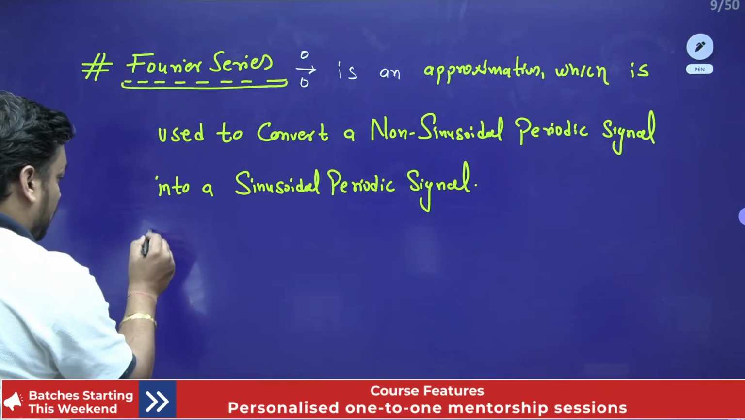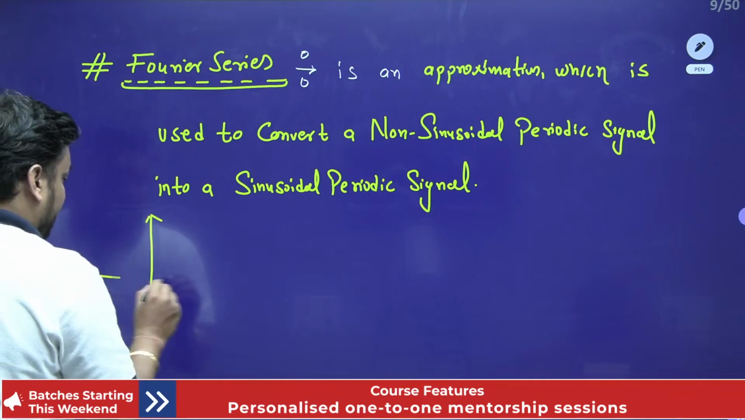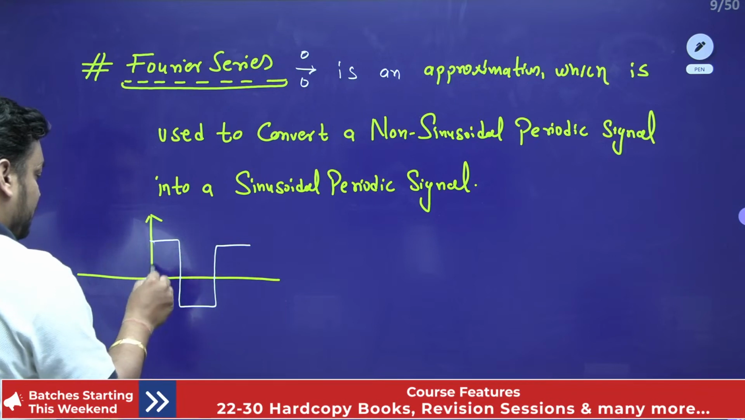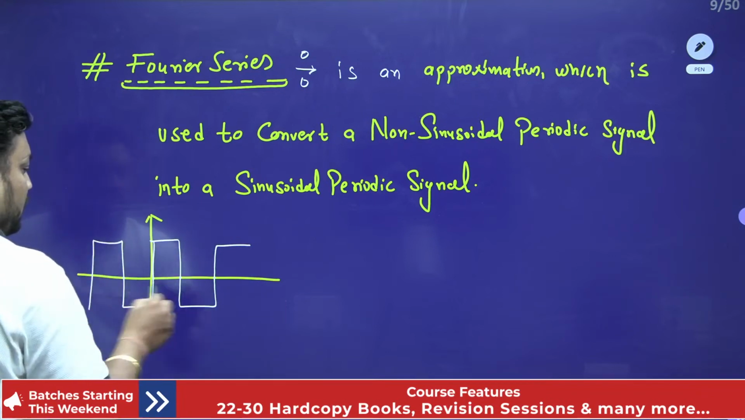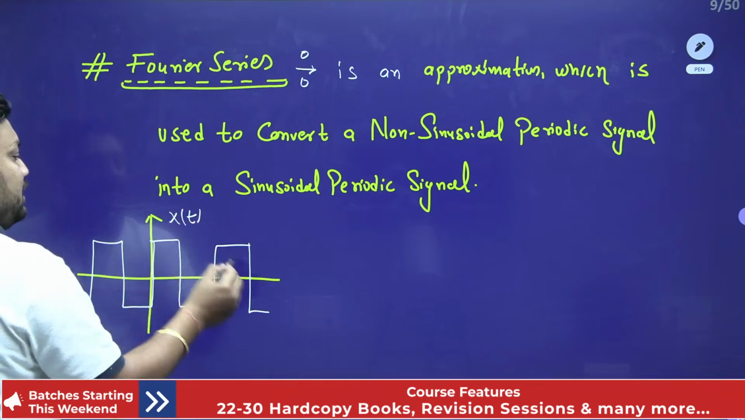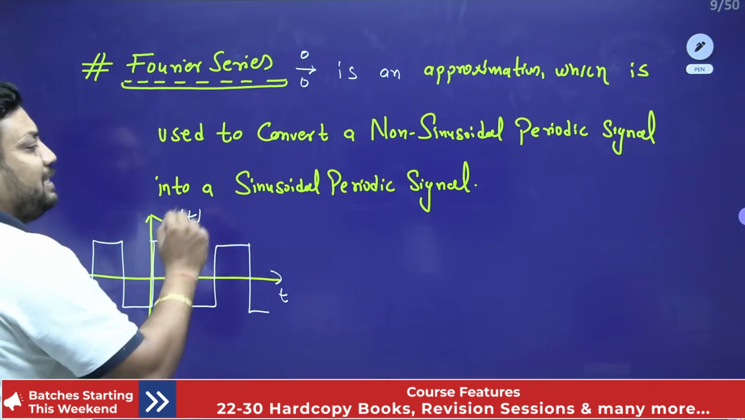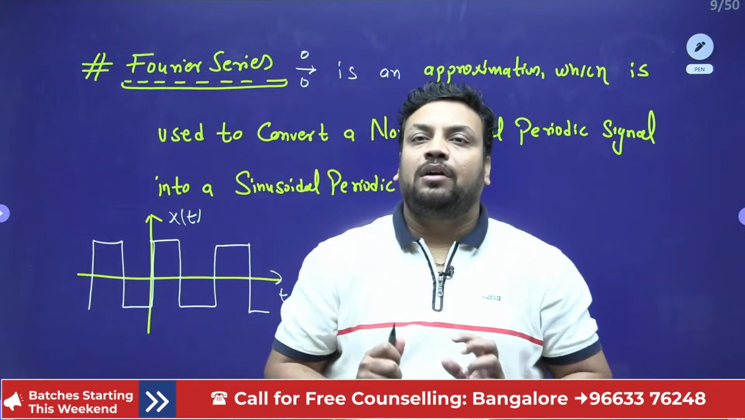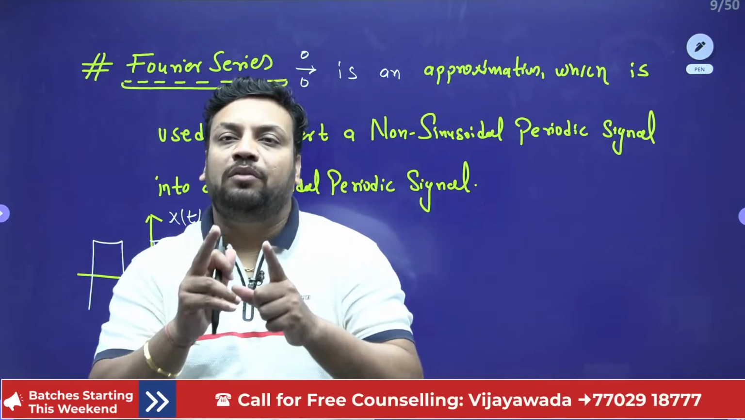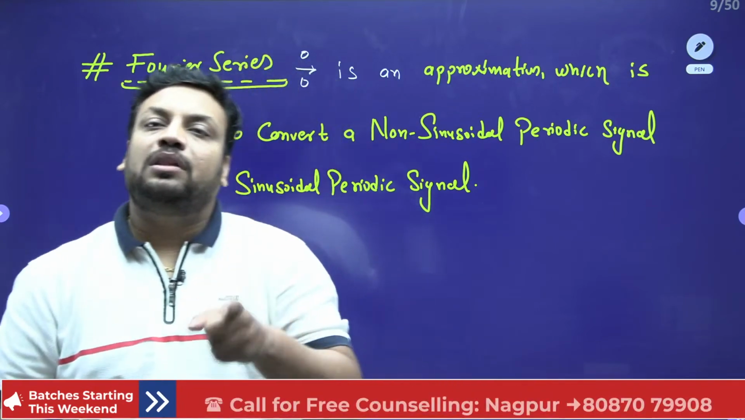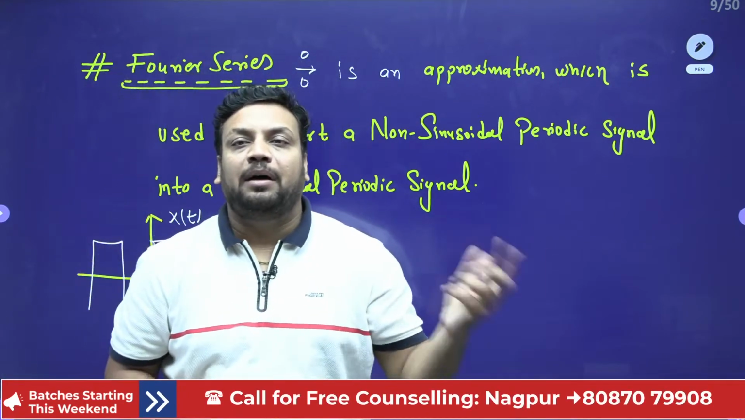It means if I talk about it, it is a periodic signal, but it is non-sinusoidal. So what do I want to write? I want to represent this x(t) signal as the addition of sinusoidal waveforms having different harmonics, and all the harmonics are multiples of the fundamental.